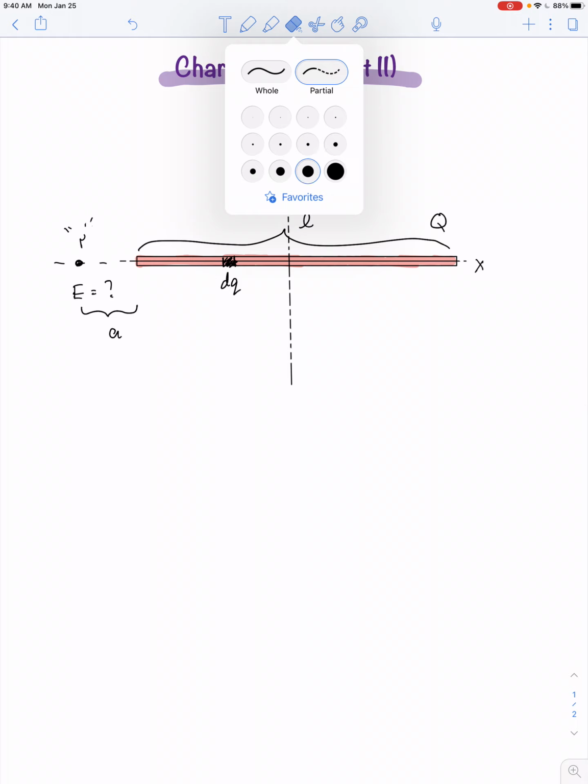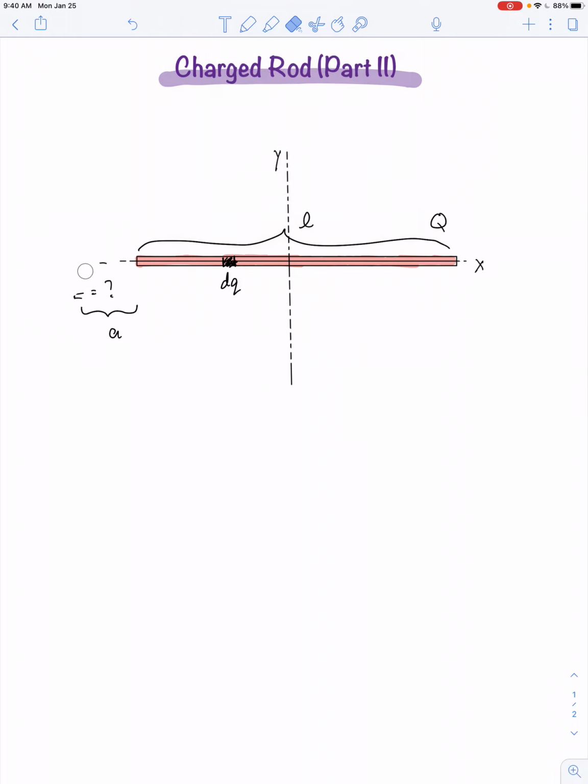Well, in this problem, we're going to look at the same rod, but we're going to choose a different point. Okay, so same length, same total charge. We want to know in this case, what's the electric field if point P is moved to a location along the y-axis. So let's look at this more carefully.